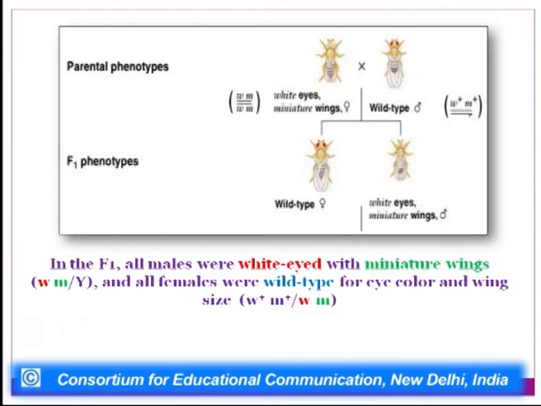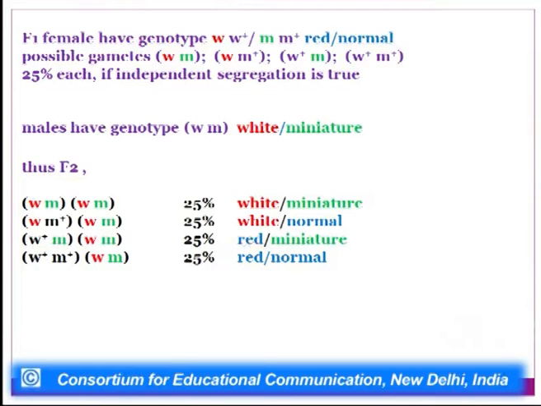color and wing size, because of the presence of the wild type alleles W plus and M plus, which were dominant over the w and m coming from the maternal side. So F1 females have the genotype Ww plus and Mm plus, red-eyed and normal. Possible gametes will be 25% of each if independent segregation is true. So it's a typical dihybrid cross we are looking at.